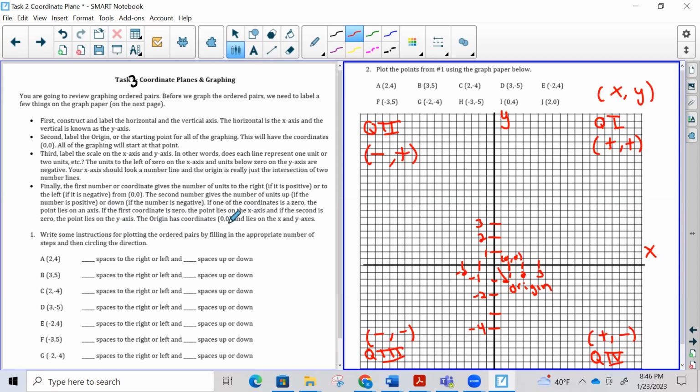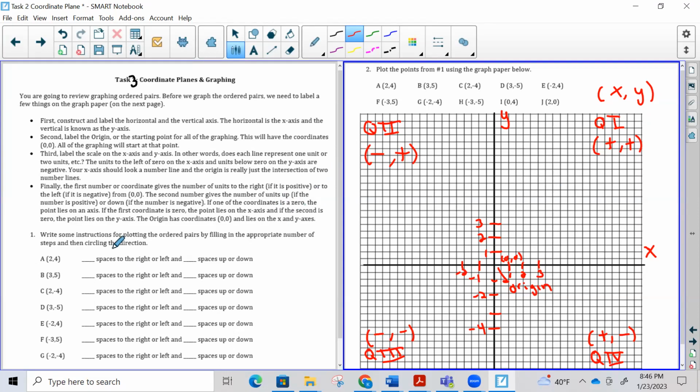And the origin has the coordinates 0, 0 that lies on the x and y-axis. So just in general, a point always goes x, comma, y. The x value is always telling me whether I go left or right. If it's positive, we go right. If it's negative, we go left. Our y value is always telling us up or down. If it's positive, we go up, and if it's negative, we go down. And again, we always start from the origin.